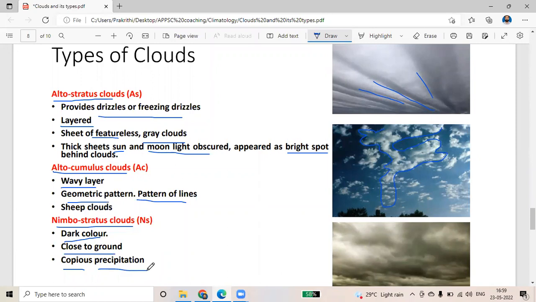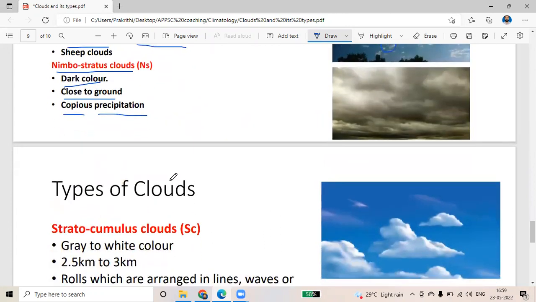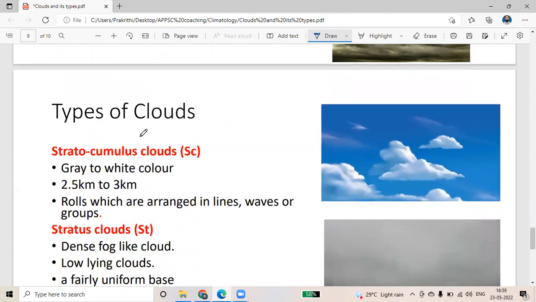So what all comes in this? Altostratus, altocumulus, and nimbostratus clouds. And finally, that is strato. That is done. We have the lower clouds. The clouds in the lower layer include stratocumulus clouds, stratus clouds, cumulus clouds, and nimbocumulus clouds. These are the 4 types of lower layer clouds.